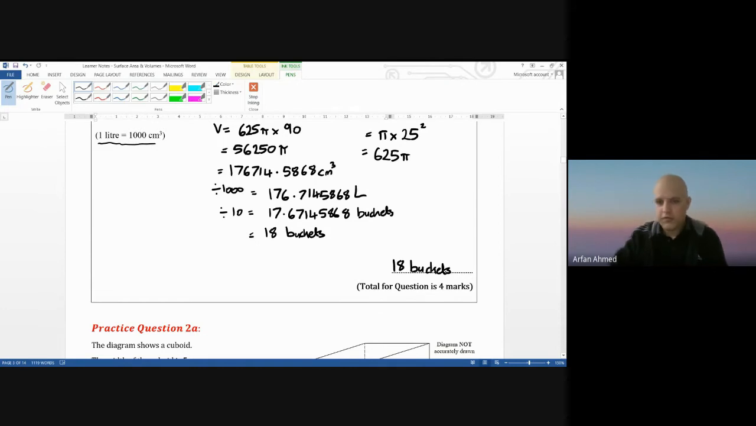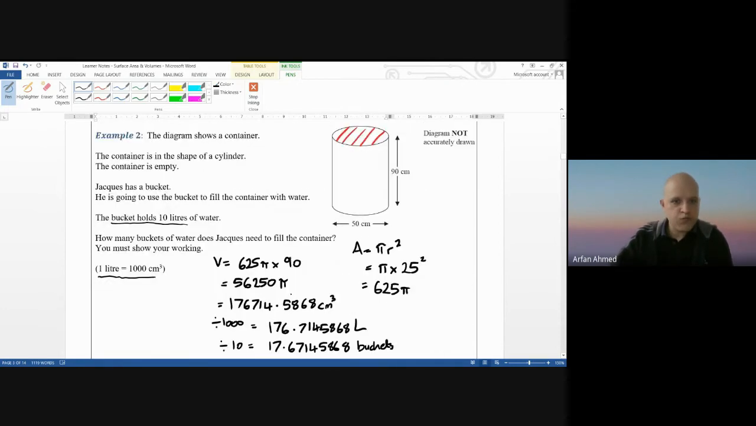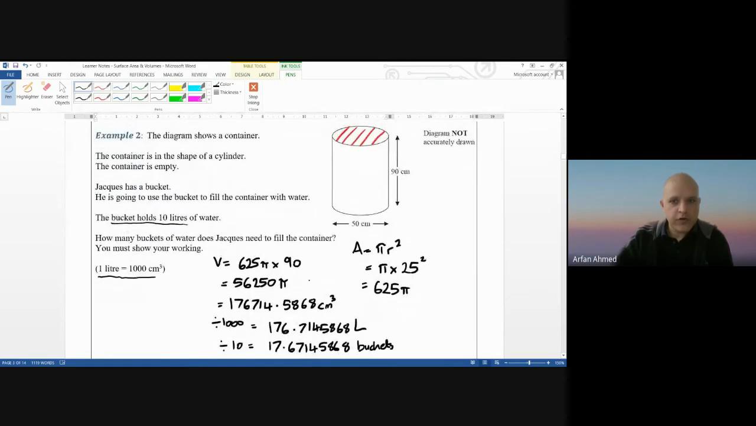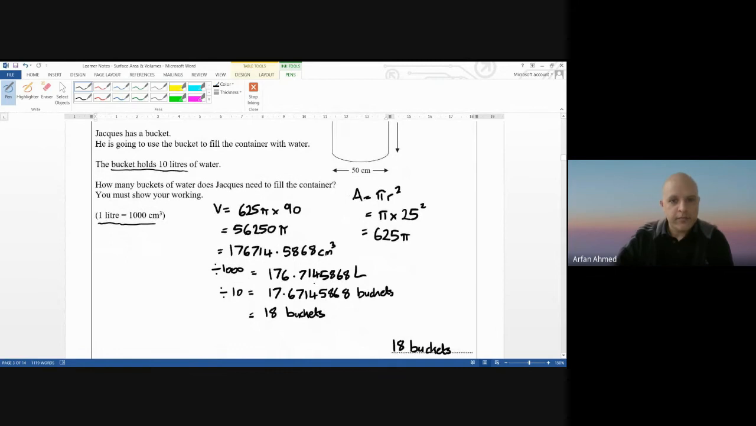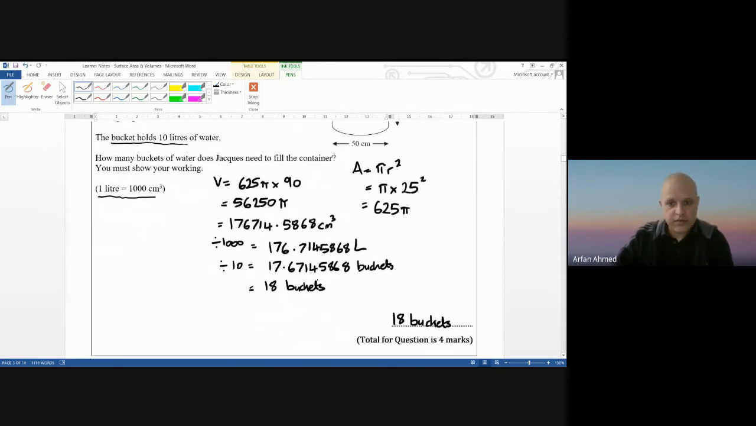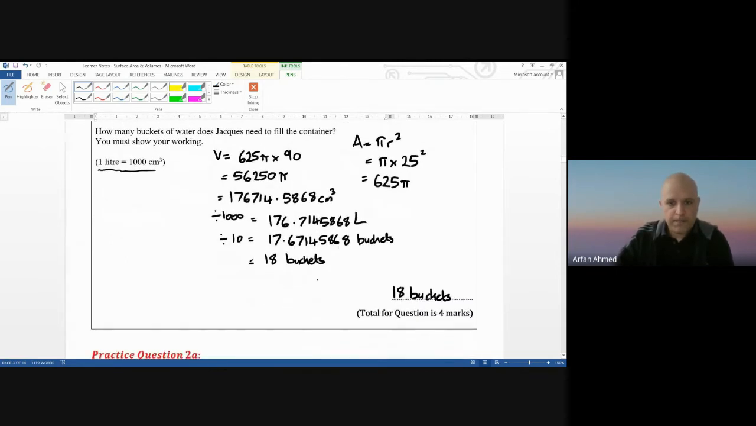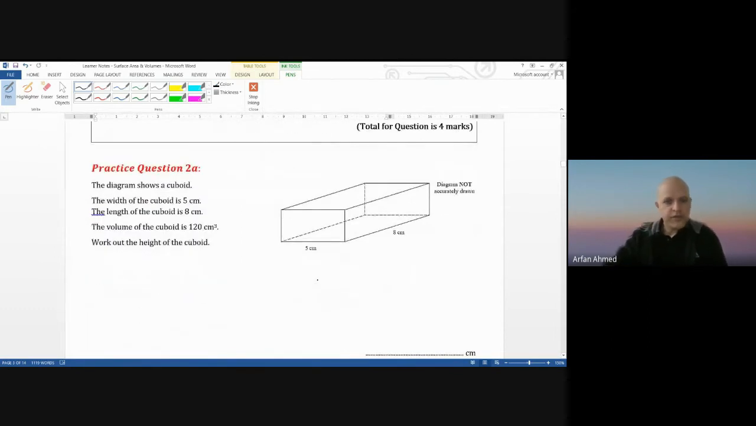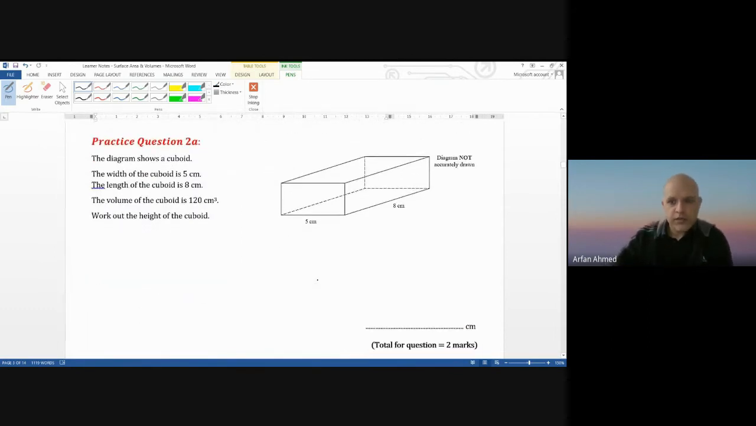Definitely like a functional skills type question. Yep, just do it step by step. Obviously work out the volume, that's going to be in centimeter cube. Change it to liters, and then change to buckets afterwards. That's your answer. Have a go at the next ones yourself. Pause the video. When you're ready, unpause it.